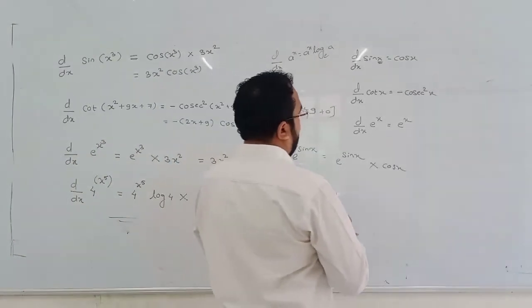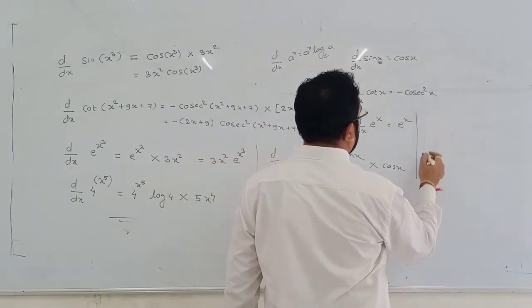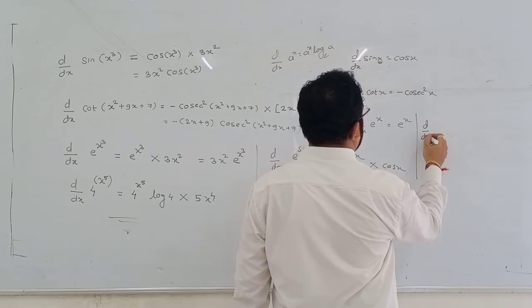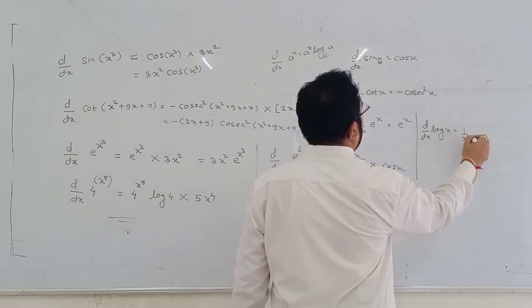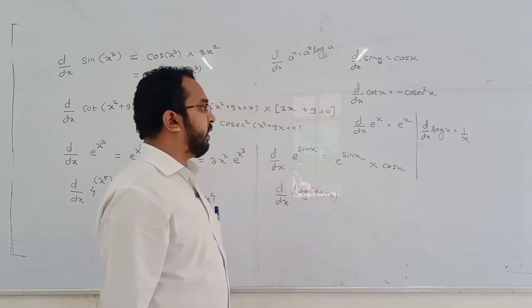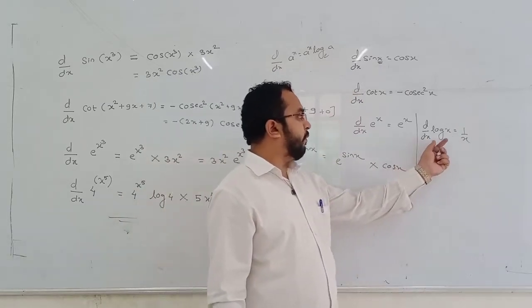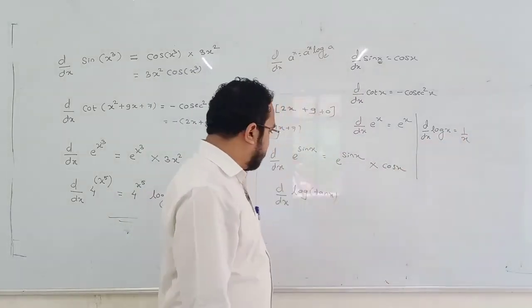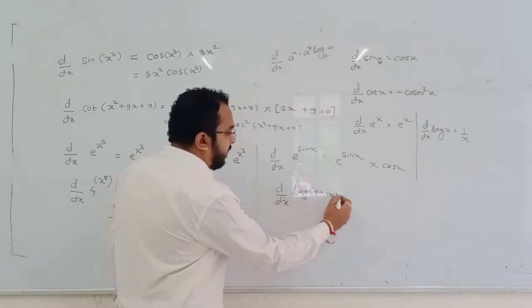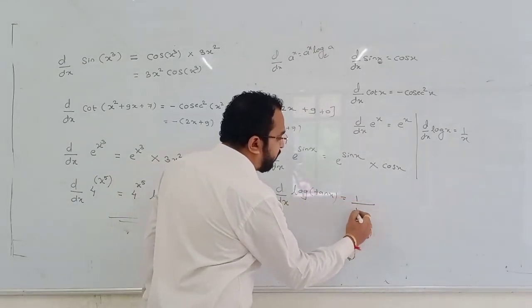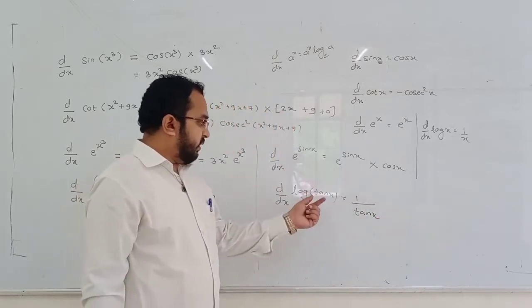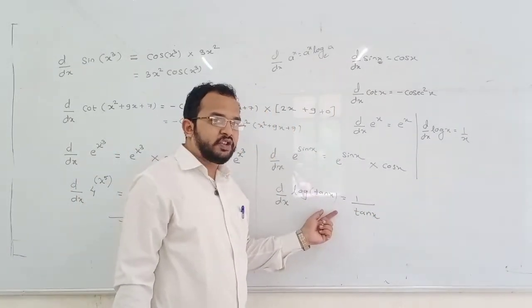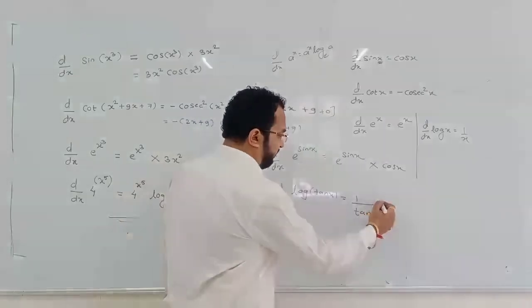See what we have seen. Differentiation of log x is 1 upon x. Differentiation of a logarithmic function, that means differentiation of log something, is 1 upon something. That means 1 upon tan x. But this something is not x. We have to differentiate it again in the product.